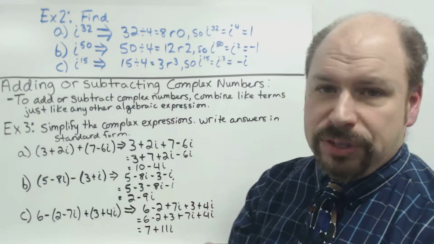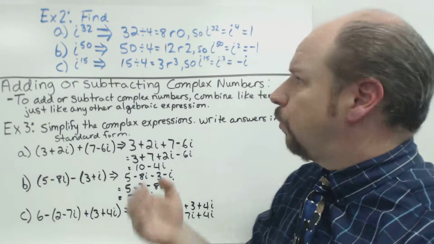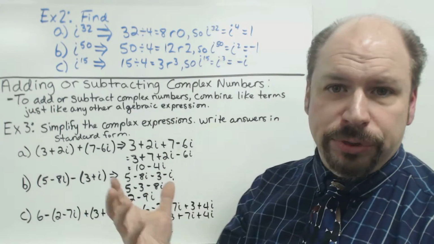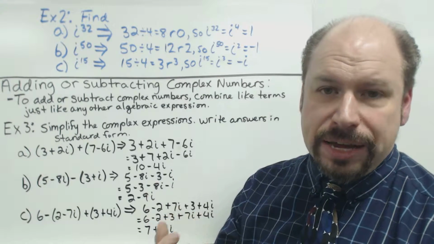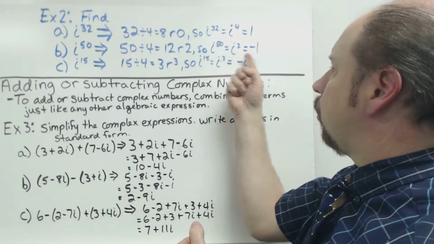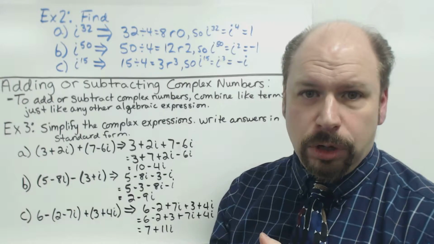Okay, how about i to the 50th? Well, if we take 50 divided by 4, we get 12 with a remainder of 2 this time. So it's going to be the same thing as i squared, i to the second power, which is just -1.